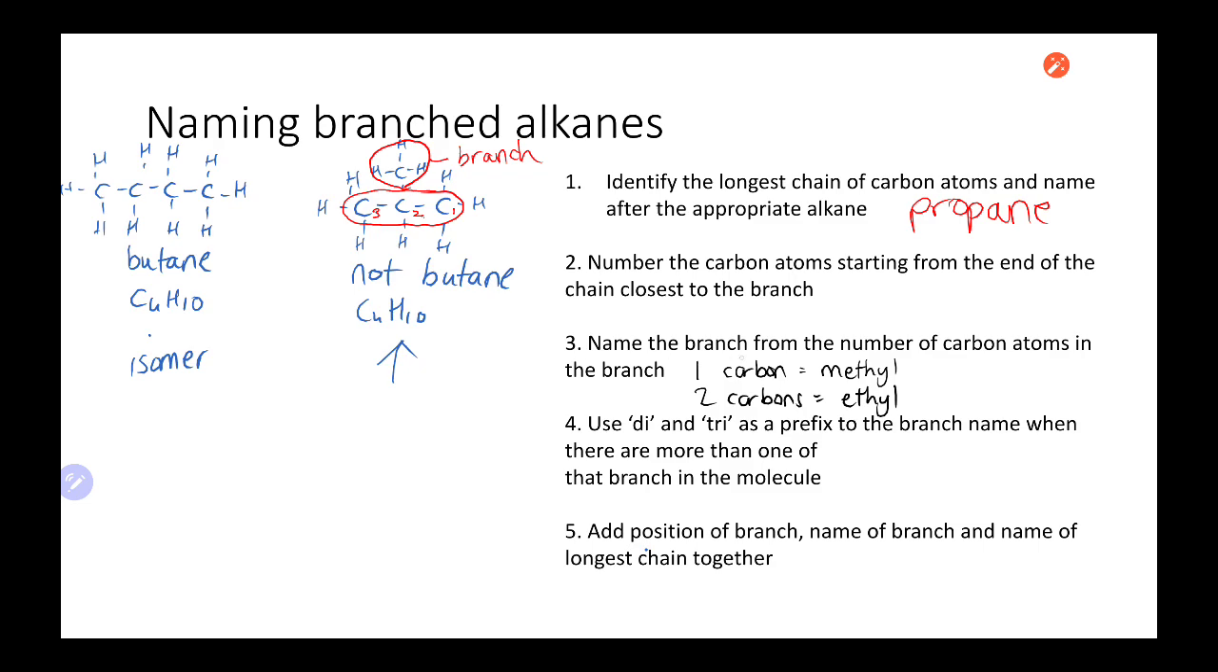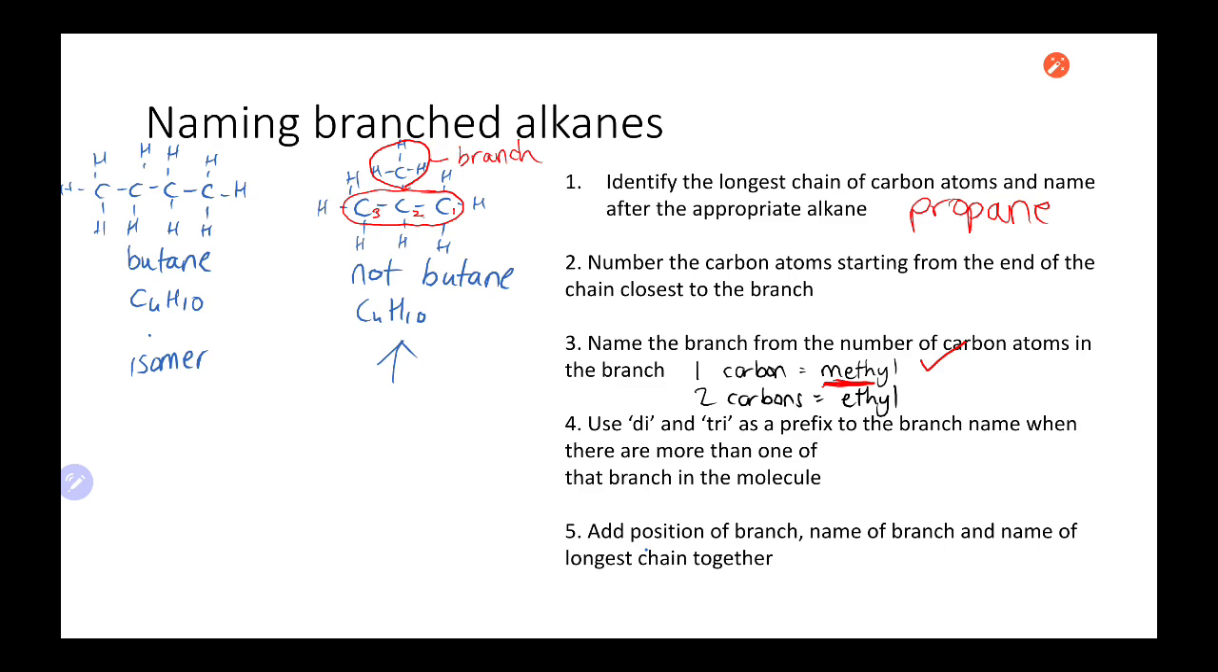For step 3, name the branch from the number of carbon atoms in the branch. So we've already identified what our branch is. It's got 1 carbon in it, so that is called a methyl branch. So notice that meth again, okay? So that is the prefix for 1 carbon. So just always remember that and you won't go wrong.